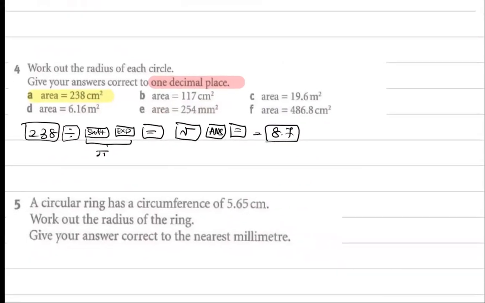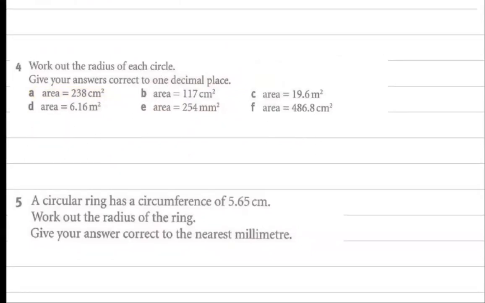So continuing with number 4. Give your answer to one decimal place. So we need to know that every time we want to calculate this, area is equal to pi r squared. So if an area, for question A, is 238, it means pi r squared is equal to 238. R squared is equal to 238 divided by pi.